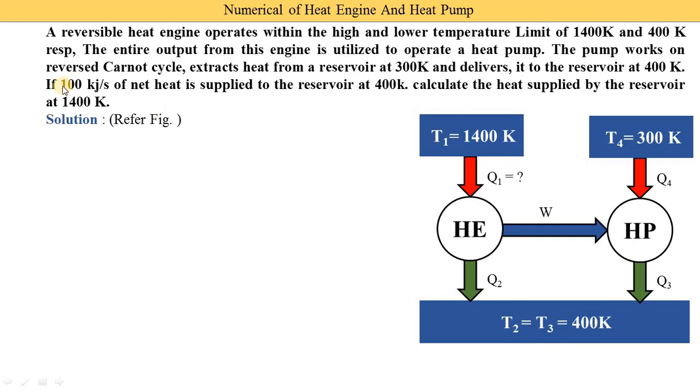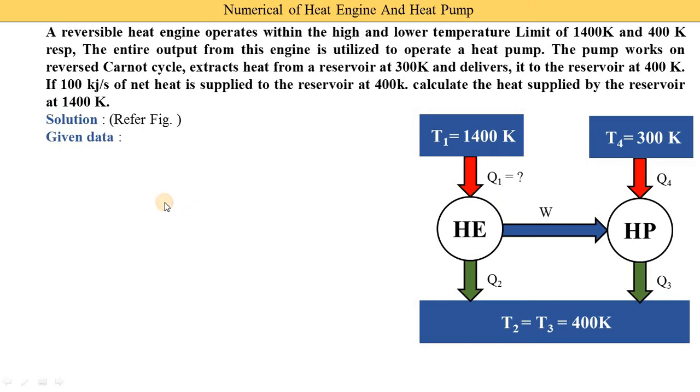Now another data is given. If 100 kilojoule per second of net heat is supplied to the reservoir at 400 Kelvin, means 100 kilojoule per second energy is supplied to one reservoir, and the reservoir is at 400 Kelvin. So in the 400 Kelvin reservoir you see there are two heat interactions. One is Q2 and the second one is Q3. Means here Q2 plus Q3 is equal to 100 kilojoule per second. Calculate the heat supplied by the reservoir at 1400 Kelvin. So here you see this reservoir at 1400 Kelvin, that means we need to find out Q1.